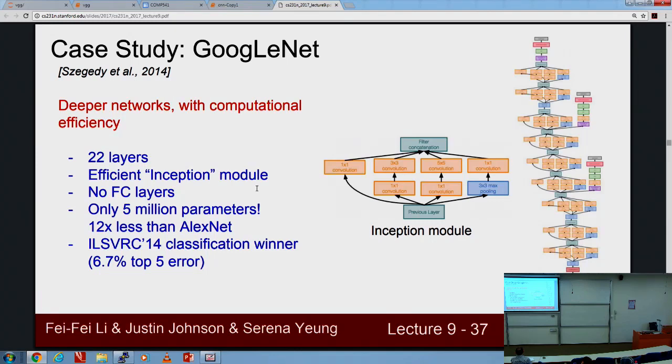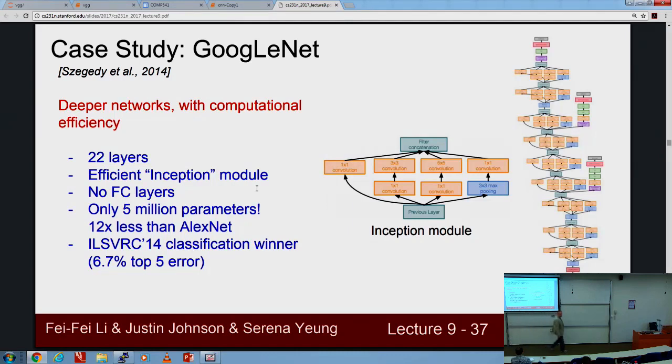As a result, they came up with this module that they called the Inception module. I think there was a movie called Inception that year, probably that's why they named it that. No fully connected layers. The whole thing only has 5 million parameters. That's 12 times less than AlexNet, even though it's much deeper and it does a lot better. And it got 6.7% top 5 error.